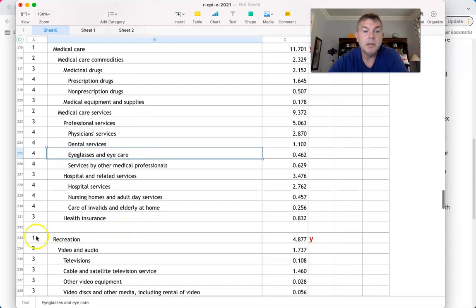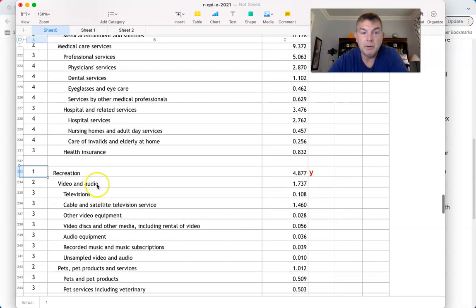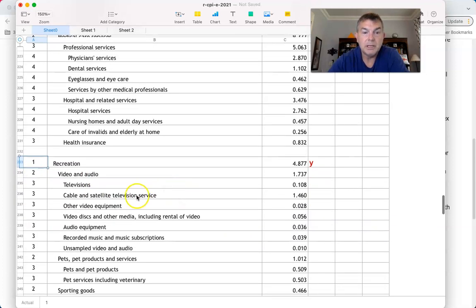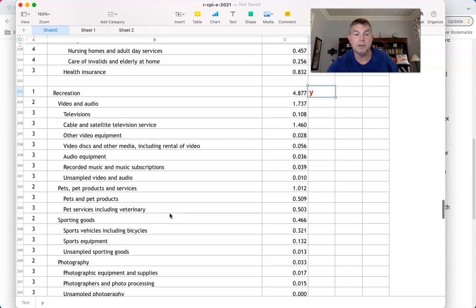It's really cool, man. And then another one is recreation. Yeah, definitely want to use recreation. You've got TV and audio: televisions, cable, video discs and other media, and renting of video. Recorded music, audio, pets and pet products. Yeah, you've got to put pets in there. So again, number 1, pets and pet products and services falls under recreation. I'm using the whole category of recreation in my sampling here.